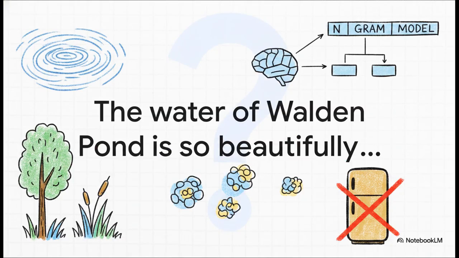Okay, let's start with a quick little test. Think about this for a second. How would you complete this sentence? The water of Walden Pond is so beautifully... you intuitively guessed blue, right? Or maybe clear. You definitely didn't think of the word refrigerator. And you know what? That proves that you naturally possess a powerful internal language model. Your brain is already doing exactly what we train these computer systems to do.